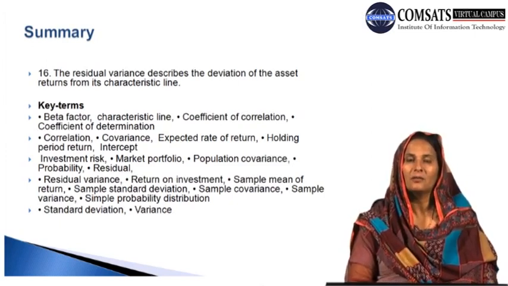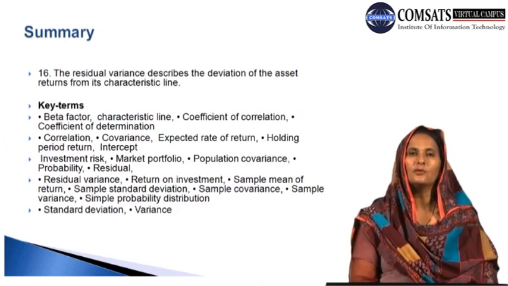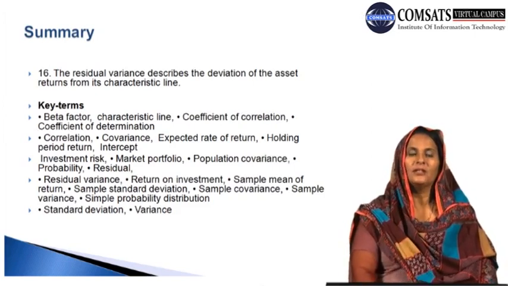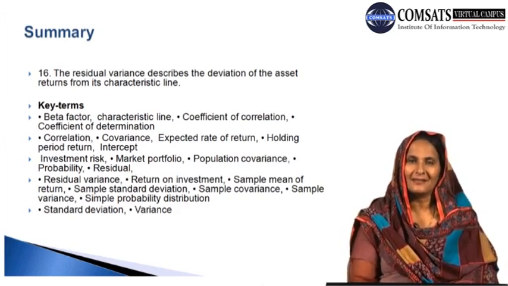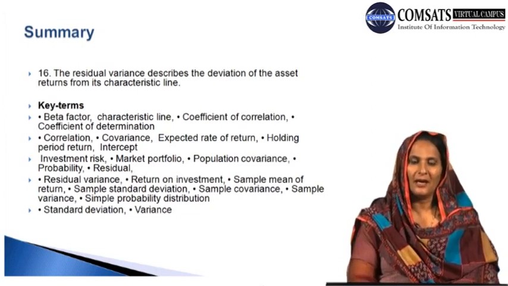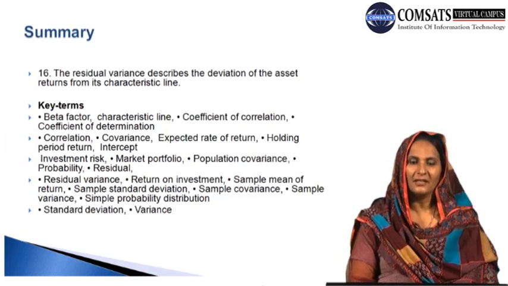What is the residual variance? Residual variance basically indicates the difference of the actual observations of the returns from the characteristic line. So the deviation between the characteristic line and the actual observations shows the errors, which are the residual variance. So this is the summary of the second chapter that we have done in detail.